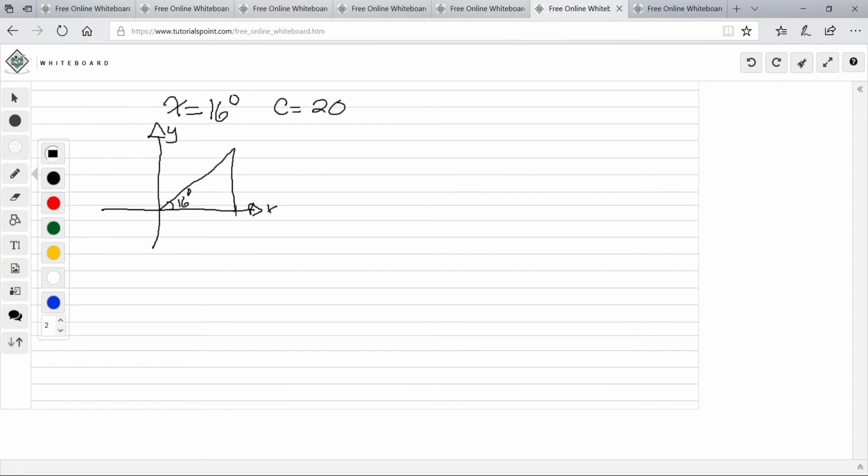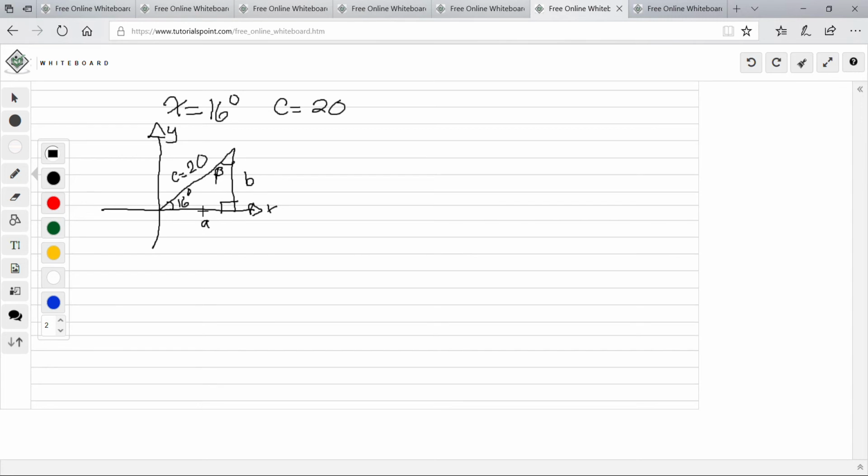16 degrees, 90. We don't know this angle, so we'll call this beta. And we know our C is 20, so our hypotenuse is 20. So we gotta find beta and then A and B. Or you could call this X or Y, it doesn't really matter.